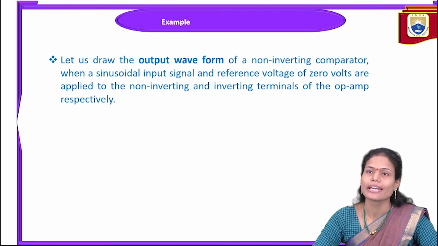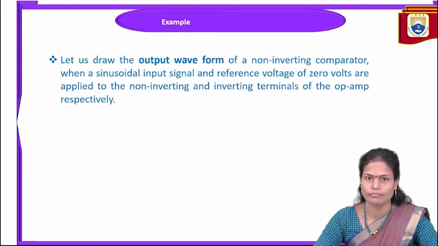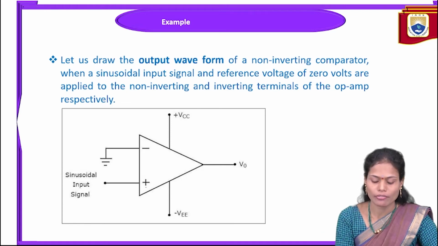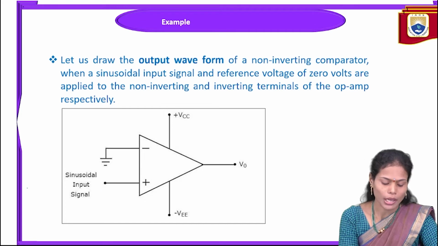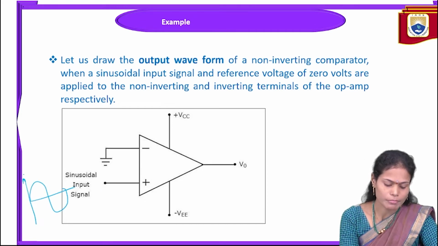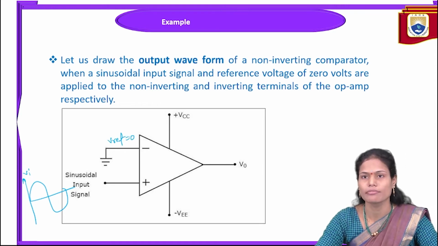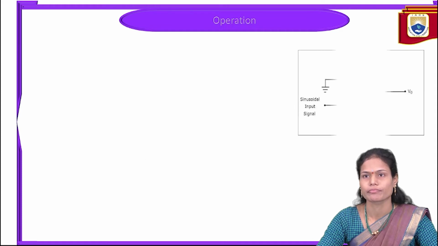So now we'll see one example related to this non-inverting comparator. For that, I am considering the non-inverting comparator again. For the non-inverting terminal, I am applying the input signal as a sinusoidal signal. This is my Vi, and this reference voltage I am taking as 0, same as in the case of the inverting comparator. So now we will see what output we can expect in this case.